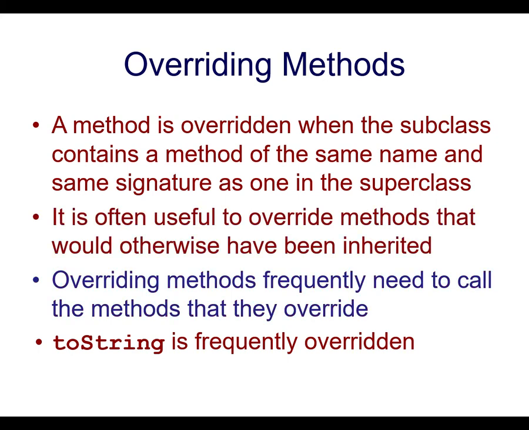When an overriding method is refining the behavior of the method it is overriding, it usually needs to call that method. The toString method is one of the most frequently overridden methods. When included in a class without an explicit extends clause, it is typically replacing the version of the method that it would have otherwise inherited.